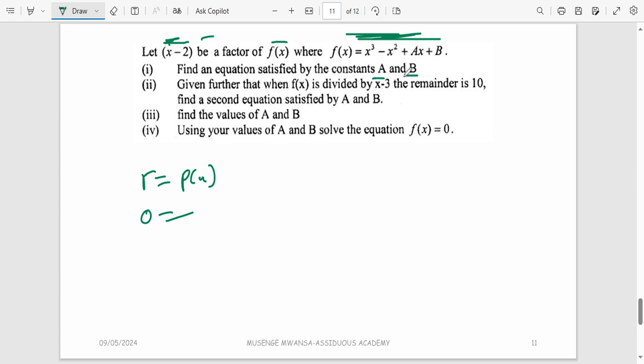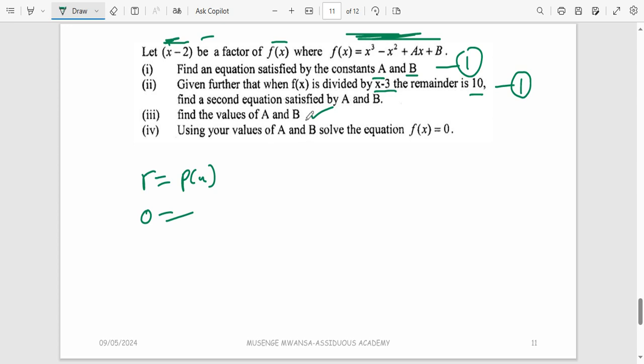You are going to have a and b in it. Then they say, given further that when f of x is divided by x minus 3, the remainder is 10. Use that other statement again, and you find another equation. Solve these two equations simultaneously, and you are going to answer part 3.